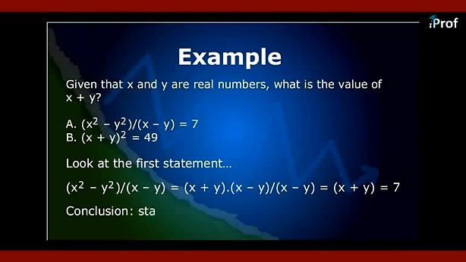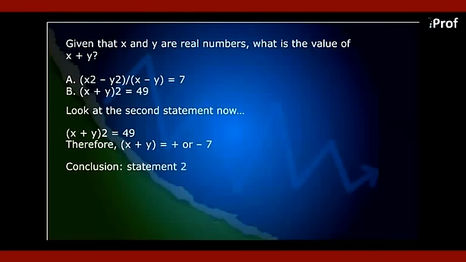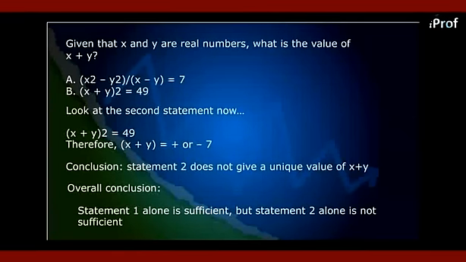Now look at the second statement. It says (x plus y) whole square is equal to 49, and therefore x plus y is equal to plus or minus 7. And therefore, the conclusion is that statement 2 does not give a unique value of x plus y. Overall, we can say that statement 1 is sufficient alone, but statement 2 alone is not sufficient to answer the question.